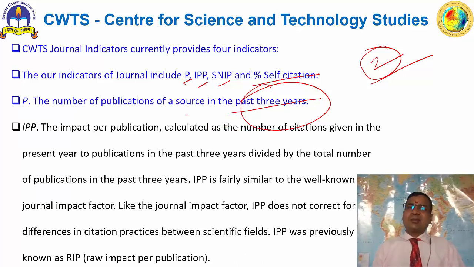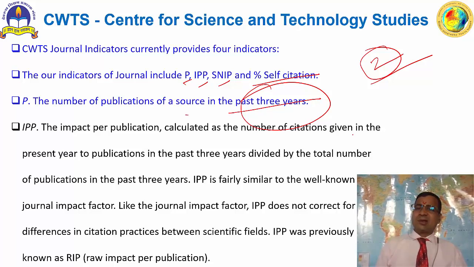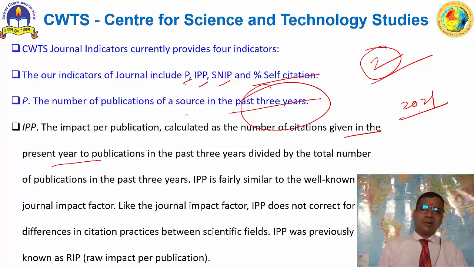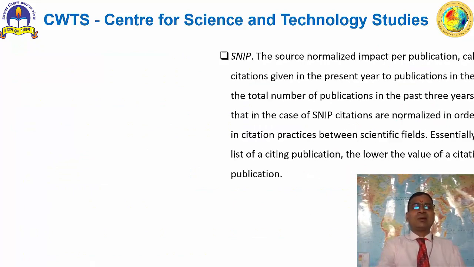And how is it calculated? It is calculated as the number of citations given in the present year, suppose we are talking about the year 2021, to publications in the past 3 years divided by the total number of publications in the past 3 years, and using this equation we can calculate the IPP, that is impact per publication.